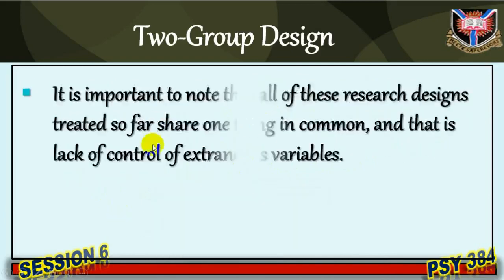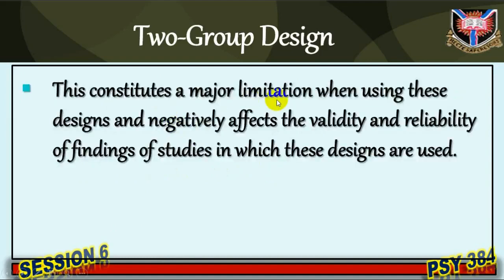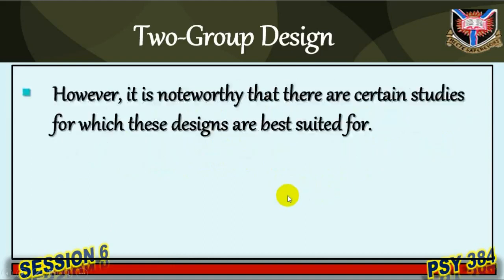It is important to note that all of these research designs treated so far share one thing in common, and that is lack of control of extraneous variables. This constitutes a major limitation when using these designs and negatively affects the validity and reliability of findings of studies in which these designs are used. However, it is noteworthy that there are certain studies for which these designs are best suited.